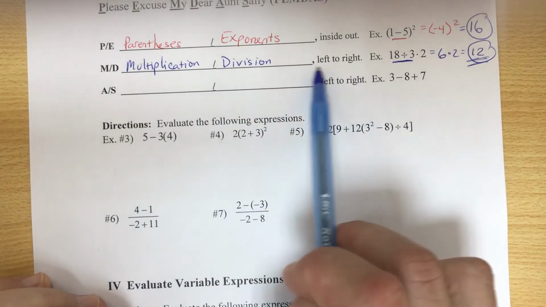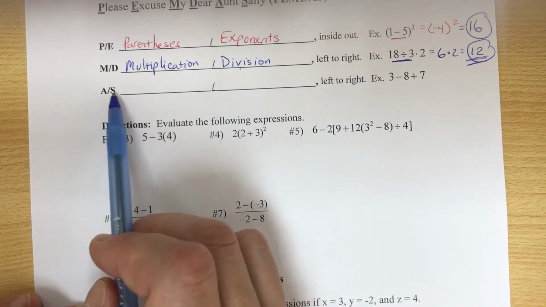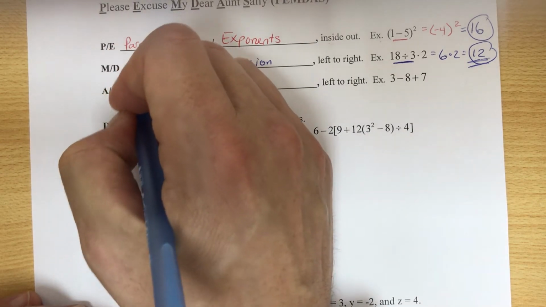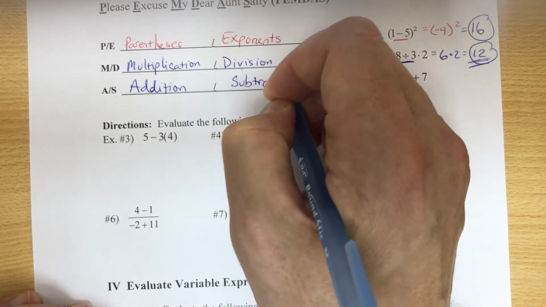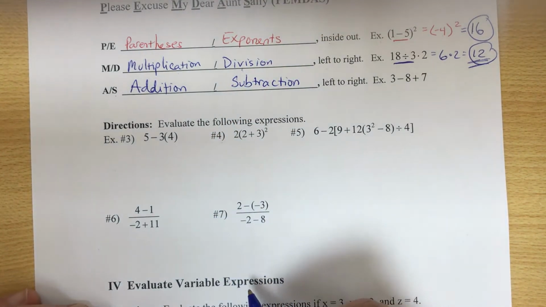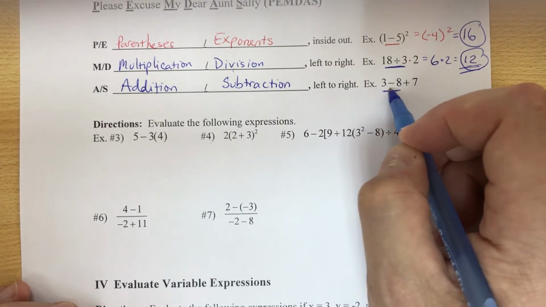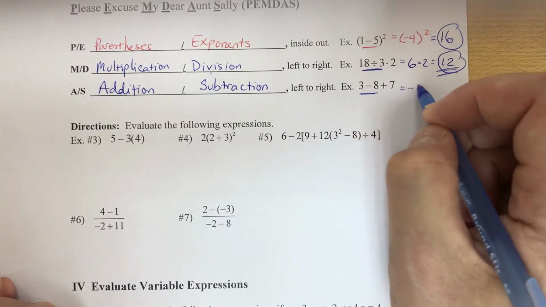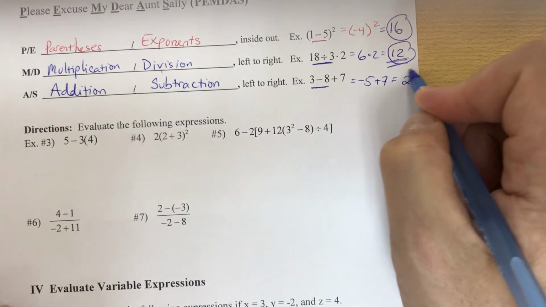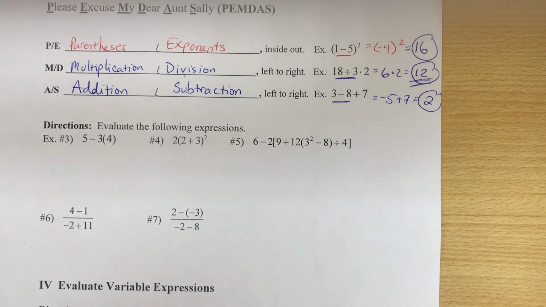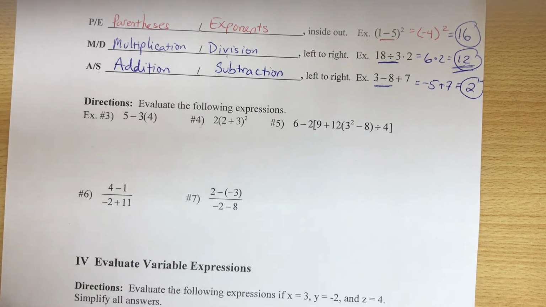For me, when multiplication and division are next to each other, I'm always going to go left to right. For addition and subtraction, the A and S, so adding and subtracting, you also go left to right. Okay, so here we have subtraction first. Reading left to right, 3 minus 8 is -5. Then we add 7, and that's going to give us positive 2 for the answer. Okay? So it's order of operations. It's the order that we do our calculations.